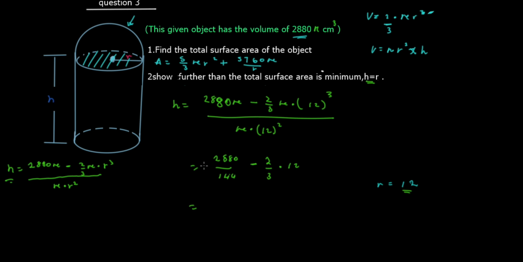Now let's look at this part. 2880 over 12 squared is going to give me 20. And then for this part, I can say here it's made by 4 multiplied by 3. This 3 can go with this one. And then 2 multiplied by 4 is 8. Now I can say this is 12. So that will be your answer.